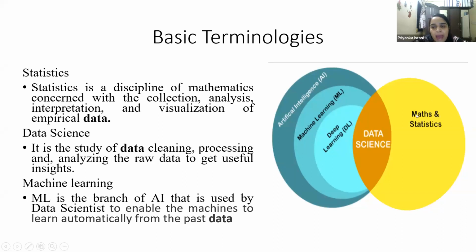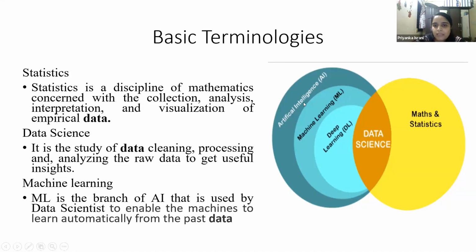Maths and statistics play a huge role in data science. Data scientists are working on mathematics only. They are using mathematical formulations to extract useful information from the data. So that's the role of a data scientist. This curve, yellow, is dealing with statistics. This is data science, dealing with maths and statistics. Then inside the data science, there is artificial intelligence. Artificial intelligence and data science have some part in common, which is dealing with statistics and mathematics.